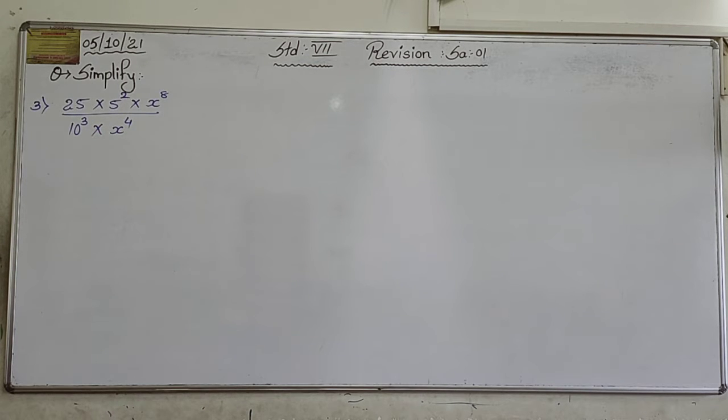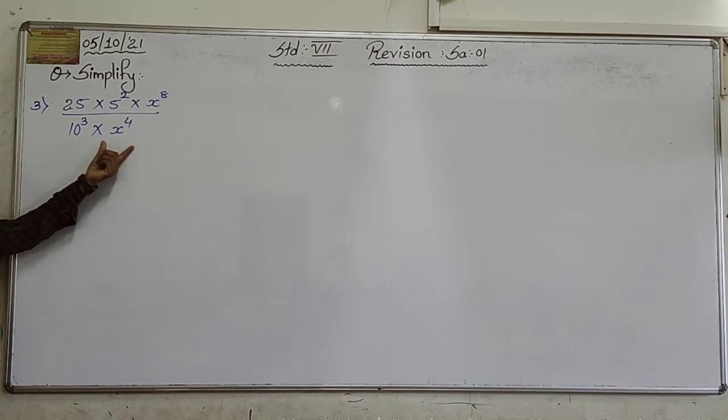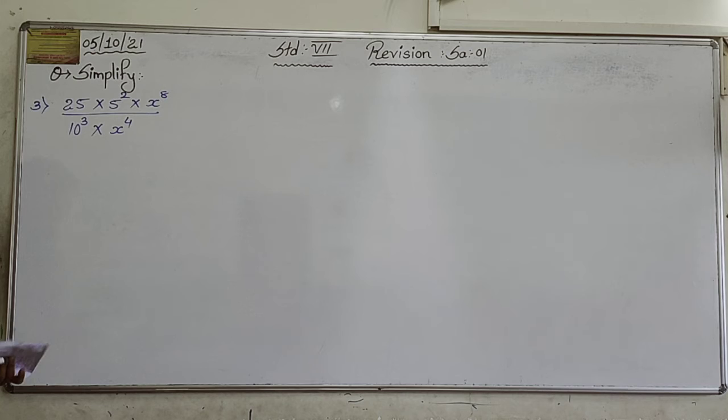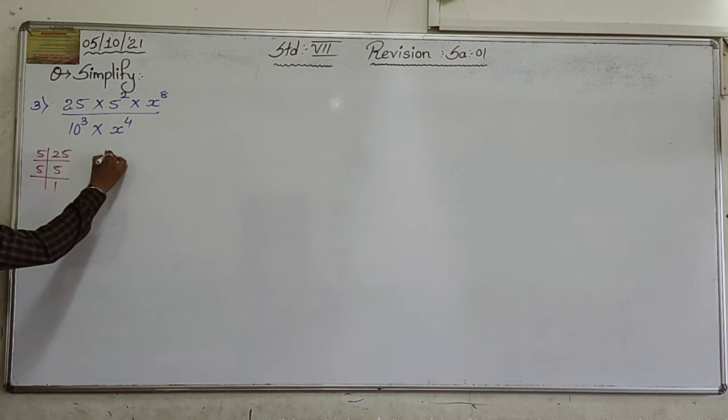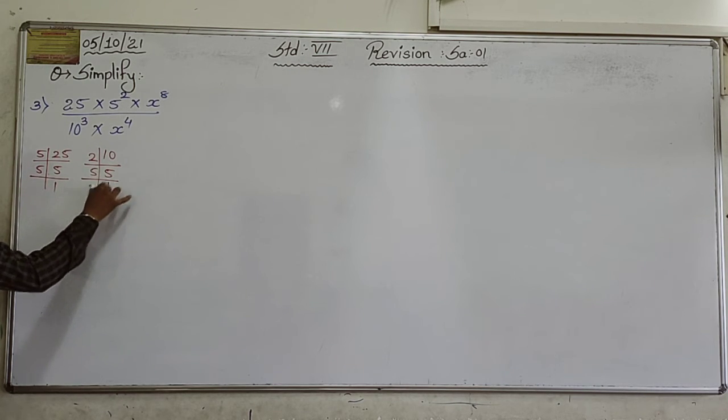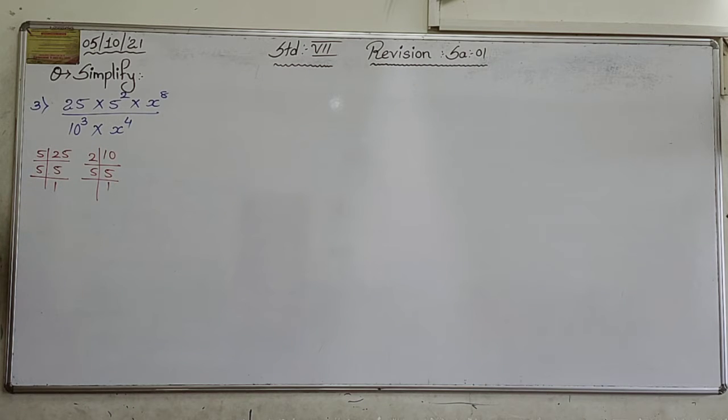Next example. 25 multiplied by 5 raised to 2 multiplied by x raised to 8 upon 10 raised to 3 multiplied by x raised to 4. Again, searching for composite number. Is there any composite number? Yes. So find the factors for that. The first one, 25. 5 5s are 25. And another is 10. 2 5s are 10. So replacing all the values.